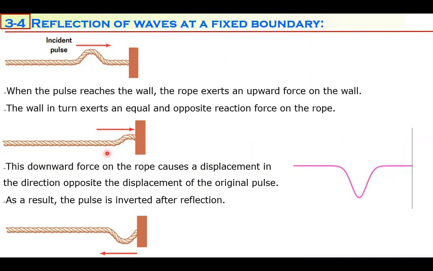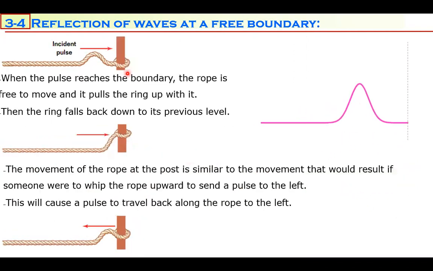This is for the fixed end. But now the end is free. When the pulse reaches this free boundary, the rope is free to move. If it's free to move, there will be no inversion of the direction of vibration.